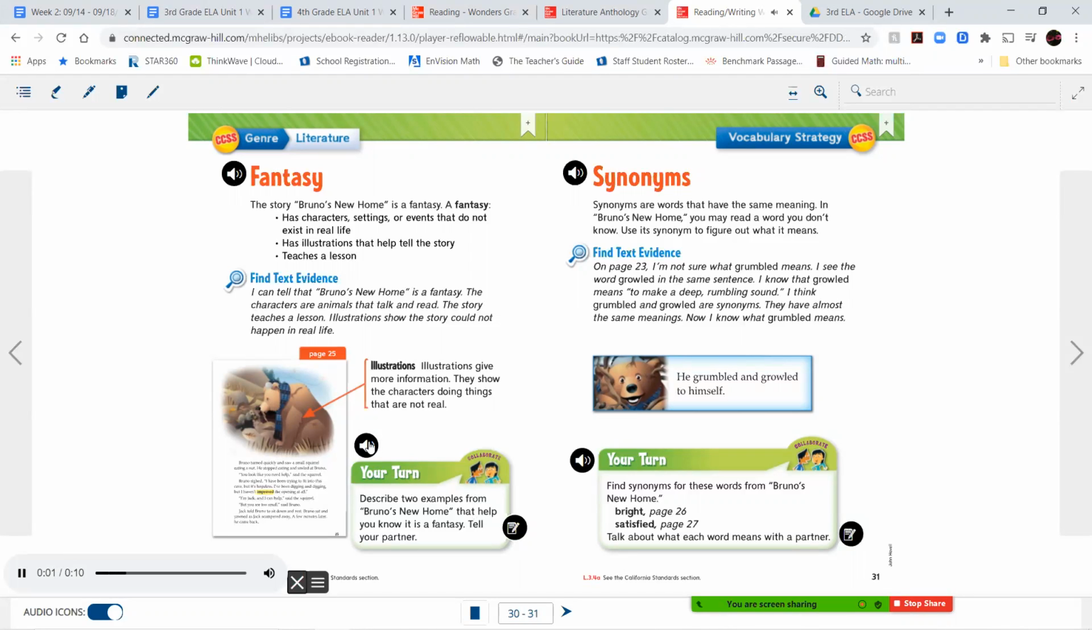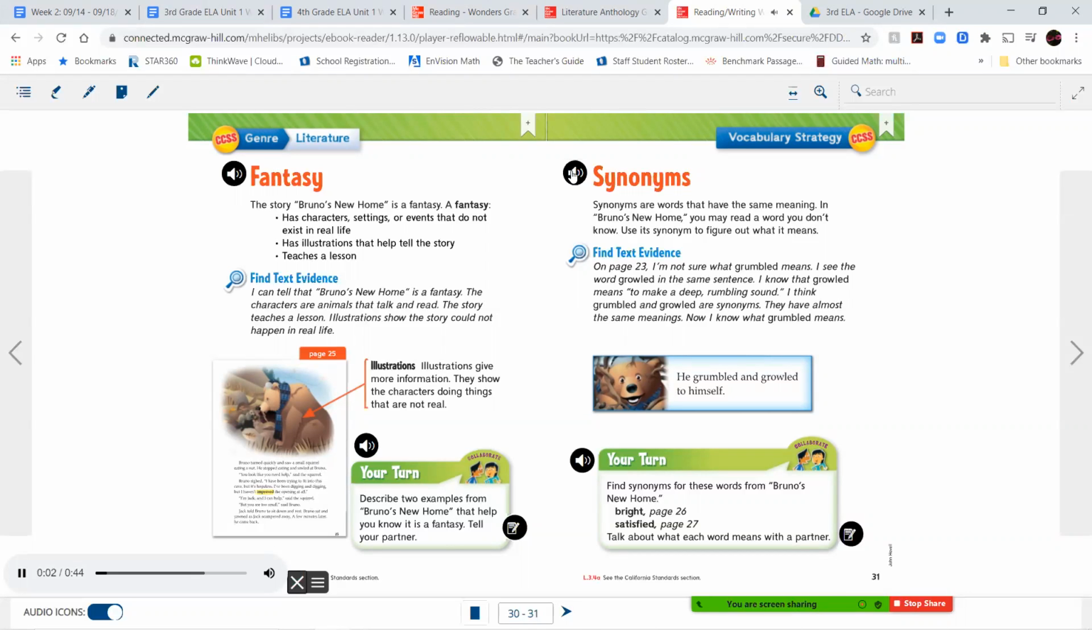Your turn. Describe 2 examples from Bruno's New Home that help you know it is a fantasy. Tell your partner. So we already talked about some examples. One of them is that we see that Bruno is wearing a neck scarf. And another one is that he's having a conversation with Squirrel. A third example that we can add is that Bruno is reading a book, and we know that bears can't read.